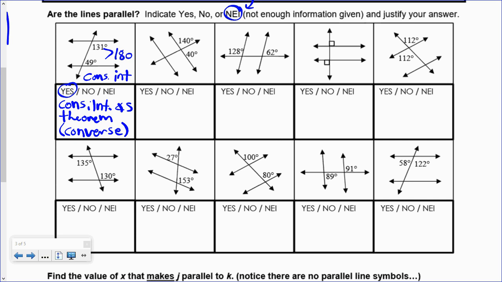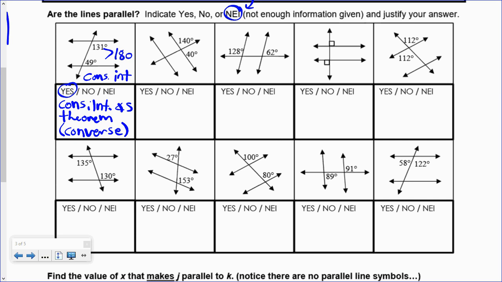Now when we learned the consecutive interior angles theorem on day one, it stated: if the lines are parallel, then consecutive interior angles are supplementary. What's going on here? We have: if the consecutive interior angles are supplementary, then the lines are parallel. So you have to state that it's the converse that we're using.